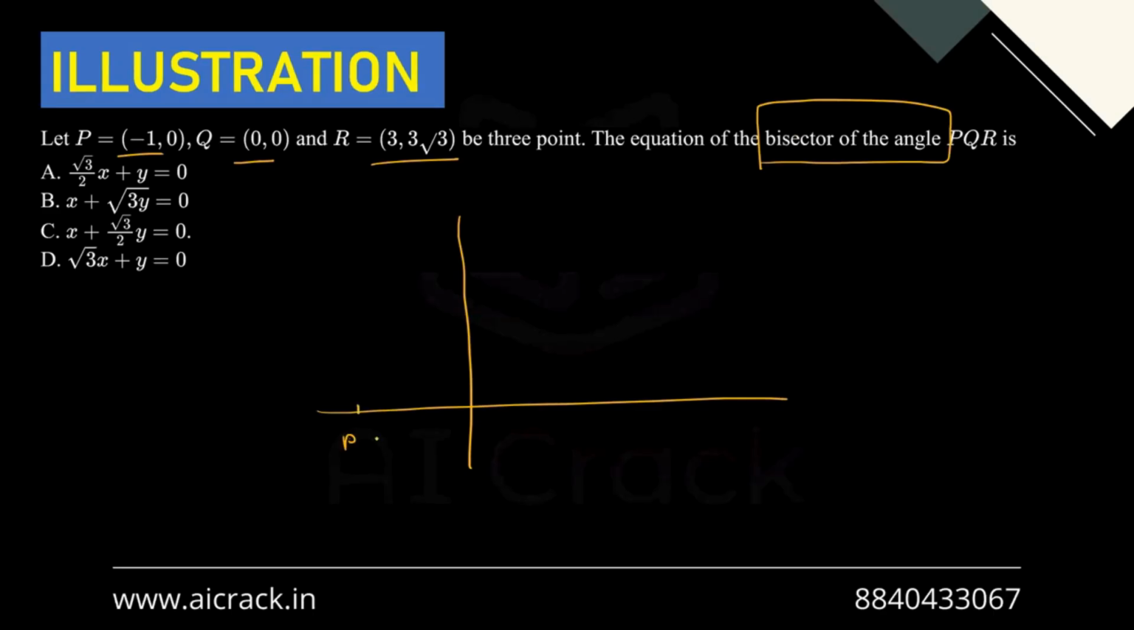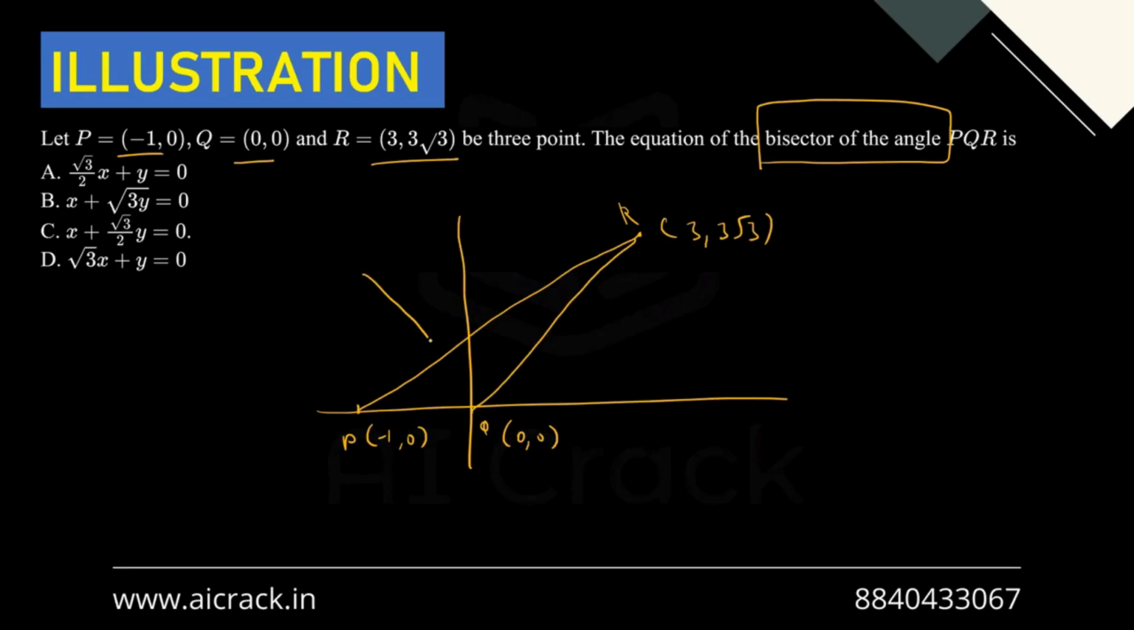So this is our point P, (minus 1, 0). This is our point Q, that is (0, 0). And this is our point R, that is (3, 3 root 3). Now this is basically an obtuse triangle, right? Now we have to find the angle bisector of angle PQR. So let's say this is our angle bisector, and let's say this line is L. Now we know the point. To find the equation, we need the slope.